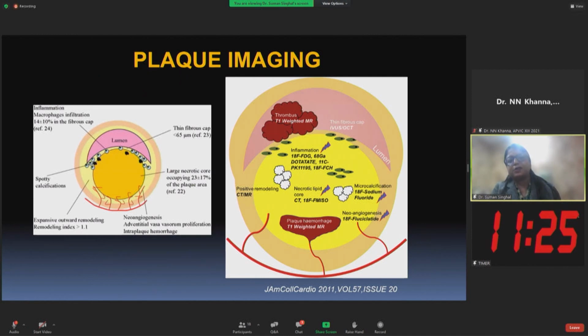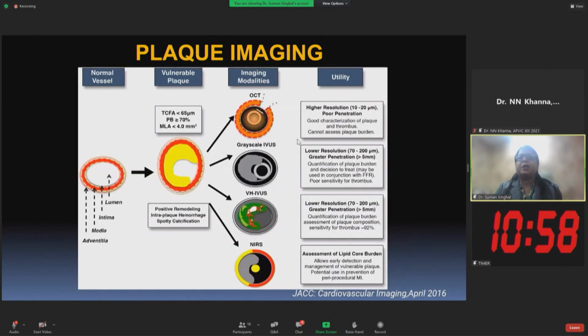As we are discussing in this forum, in plaque imaging, Dr. Parul has also shown that a vulnerable plaque has a thin fibrous cap, a large lipid core, and spotty calcification. There can be positive remodeling in these plaques. We have different imaging modalities to diagnose these vulnerable plaques. MRI is already covered, and we have PET, and by SPECT also we can see these plaques. Different people have used OCT, IVUS, NIRS to diagnose these vulnerable plaques.